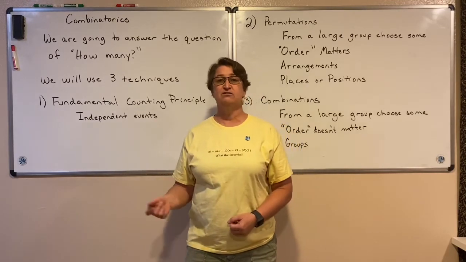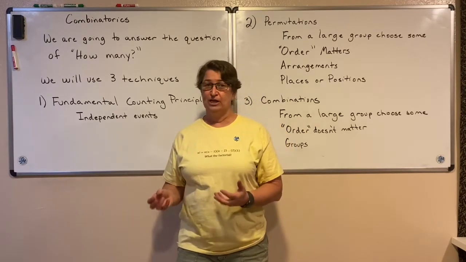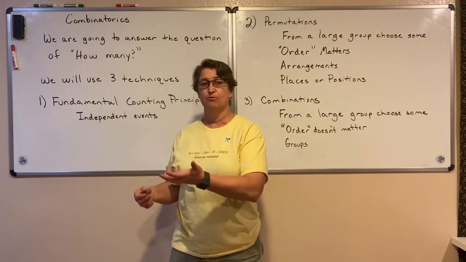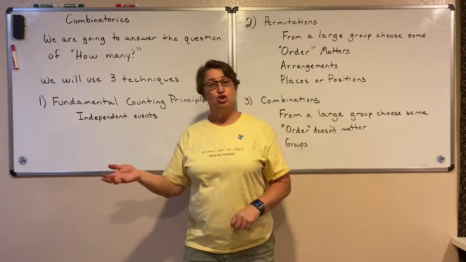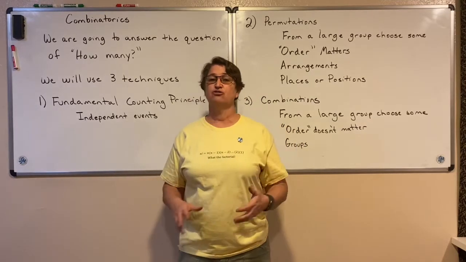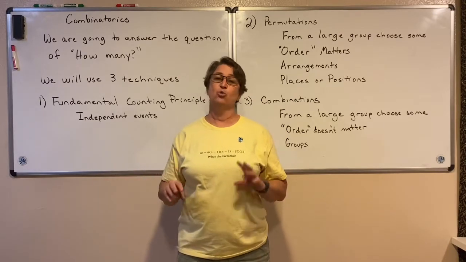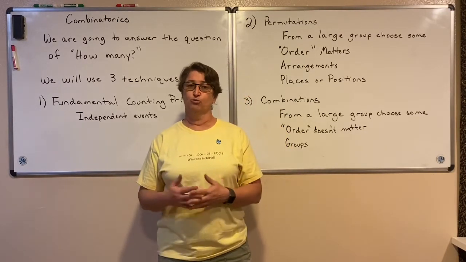So for instance, if we want to know how many different outfits we can wear, and we look at the number of shirts we have, the number of pants we have, and the number of socks we have, shirts, pants, and socks are all independent events as we choose each one of those. And so however many we have of each one will multiply together.